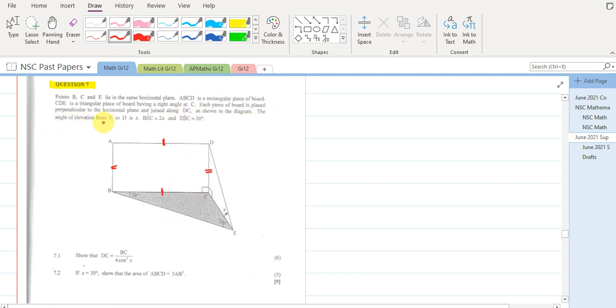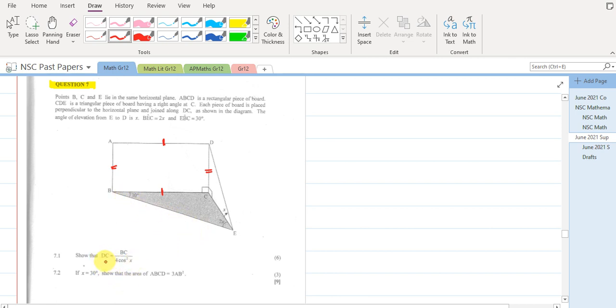The angle of elevation from E to D is x. So looking upwards from E to D is x. That's the angle of elevation. BEC is 2x, and EBC is 30 degrees. Where's the 30 degrees? There it is here, right?